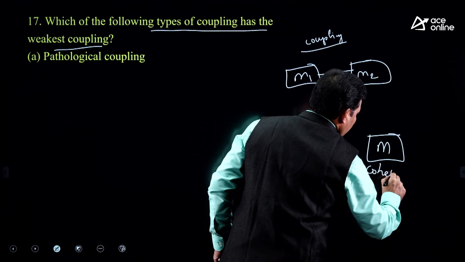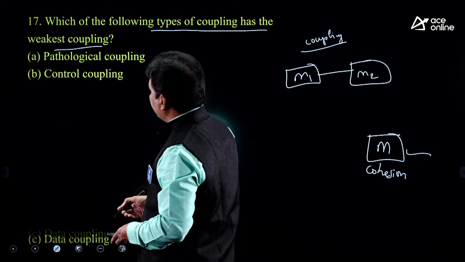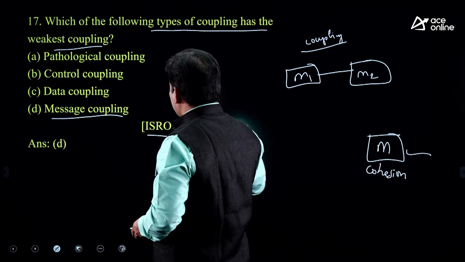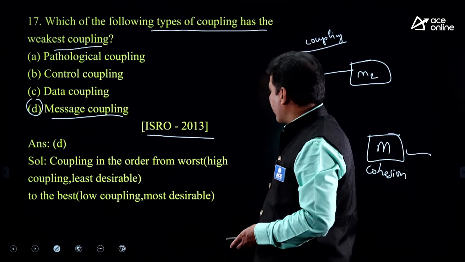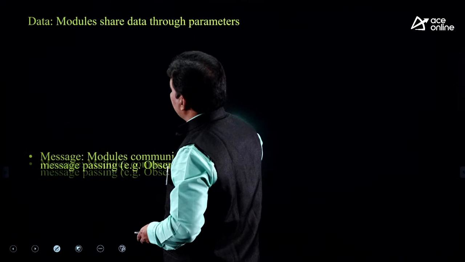So which of the following types of coupling has the weakest coupling here? The weakest one here is, just see, message coupling, which was asked in the year ISRO 2013. So coupling in the order from worst coupling to least coupling: tight, loose coupling, that's it. So that is message coupling. Message coupling is the weakest coupling.